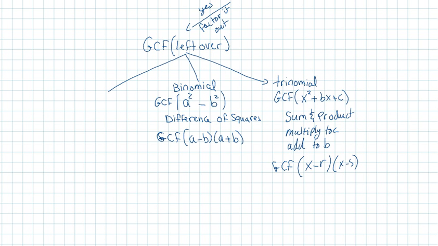The other option, as I said earlier, is the leftover is not factorable. Then you leave it as is. You just leave it as a GCF and leftovers. You can't do anything. So you can't find 2 numbers that multiply to C and add to B, or it's not square terms, or if there's a plus in between the square terms, these are not factorable, so you have to leave it.